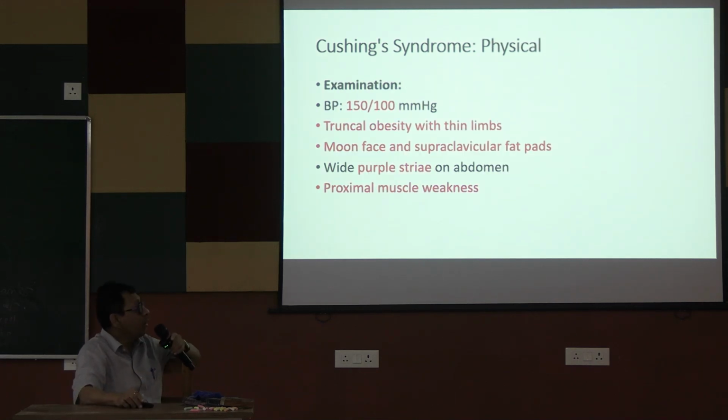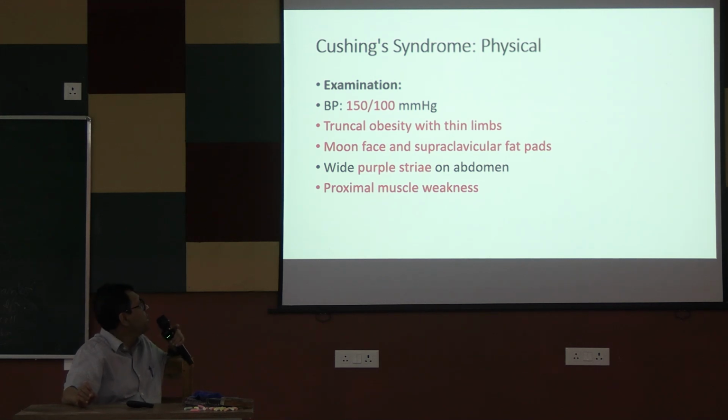What do you get on examination? You will get raised blood pressure, there will be truncal obesity and thin limbs. Limbs are thin, but the trunk is quite heavy. Moon face and supraclavicular fat, which is called buffalo's neck.